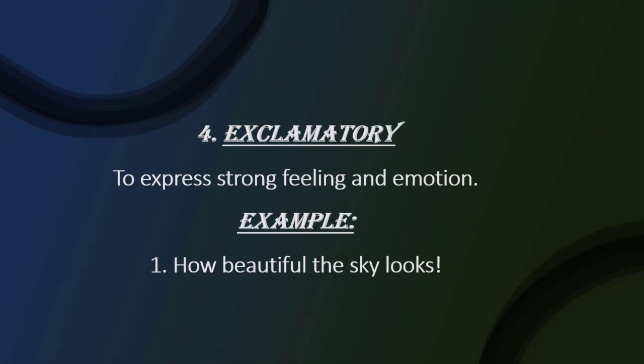Now, our fourth type of sentence is exclamatory sentence, to express strong feelings and emotions. For example, how beautiful the sky looks. When we are showing our feelings with strong emotions, for example, when we are crying, when we are very happy, and when we express our feelings to someone or about something, these types of sentences are called exclamatory sentences.